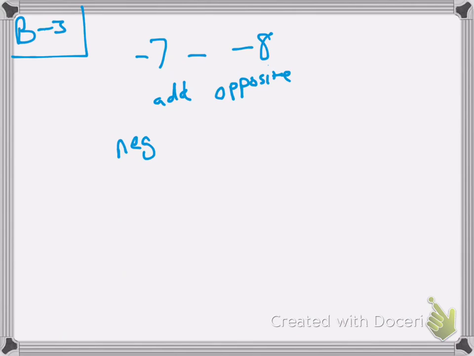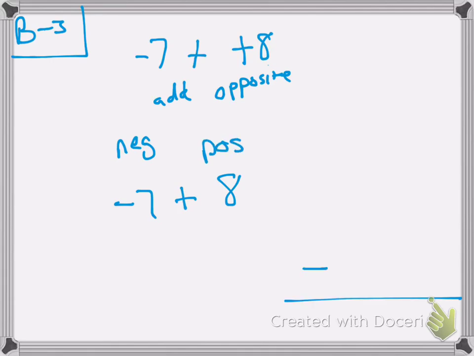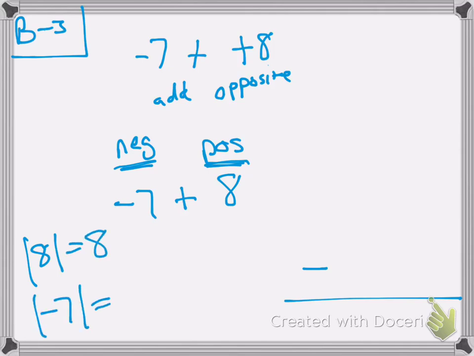Then we've got add the opposite. You see subtraction, so you have to add the opposite. Add the opposite of -8, which is positive 8. So what we've got here is negative 7 plus positive 8. So we set up a subtraction since they are different signs. We've got a negative and a positive. So we set up our subtraction, the absolute value of 8, the absolute value of negative 7, put the bigger number on top, and you get 1.